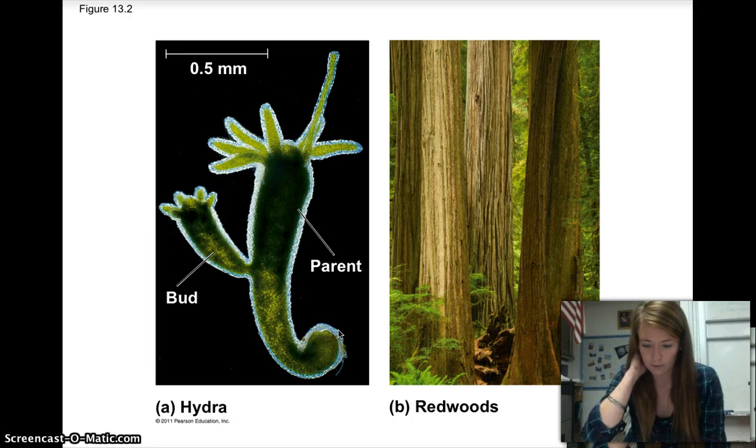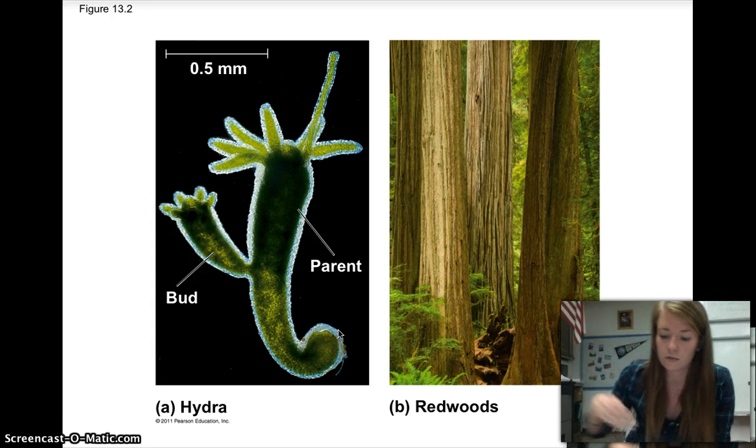So this circle of redwoods were reproduced asexually as well. So they are all genetically identical to each other.